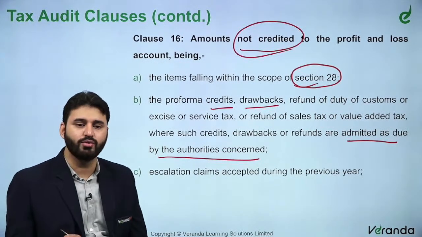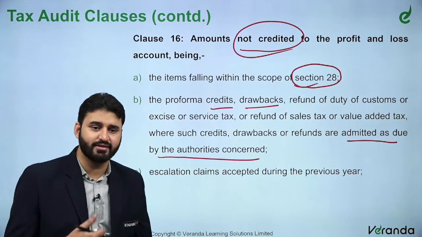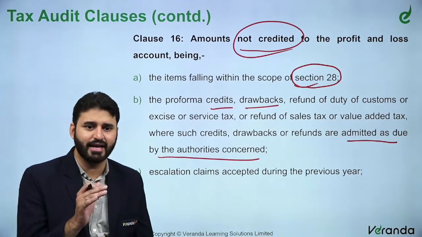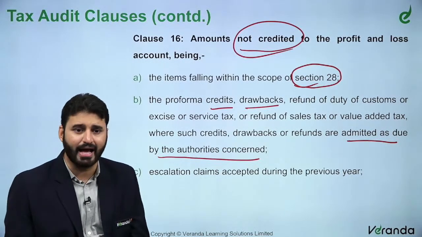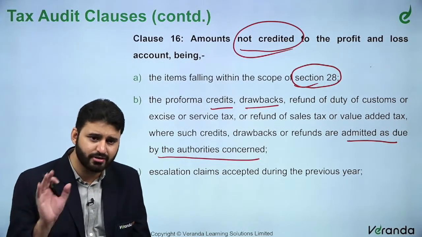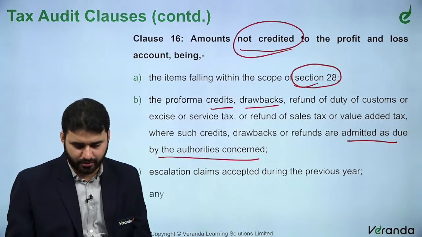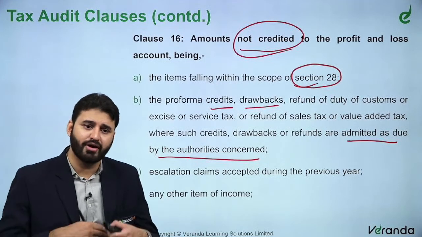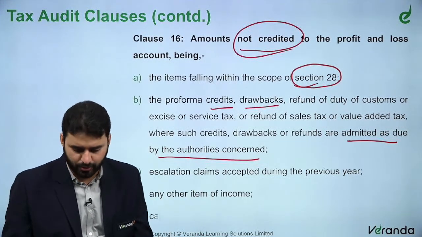Escalation claims accepted during the year. So on a construction contract, if there is an increase in raw material prices and then an escalation claim, this has to be taken into account. If it is accepted, it has to be taken to the P&L, as it may not be credited. Most probably it is not credited to the profit and loss account. If it is not credited, we need to put it here. Any other item of income, very, very general. Any item of income which is not taken to P&L, please report.